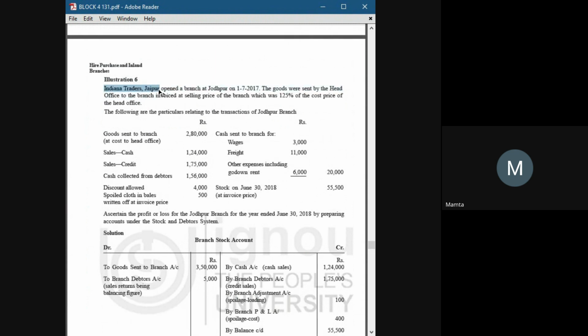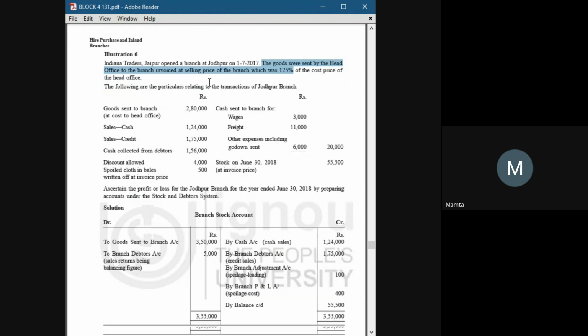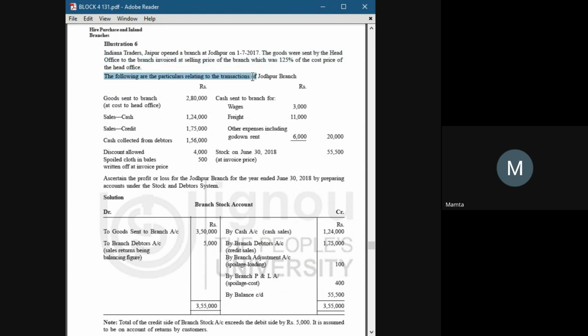Indiana Traders, Jaipur, opened a branch at Jodhpur on 1st July 2017. The goods were sent by the head office to the branch invoiced at the selling price of the branch, which was 125% of the cost price of head office. If the cost is 100, then the selling price is 125. The following are the particulars relating to the transactions of the Jodhpur branch.